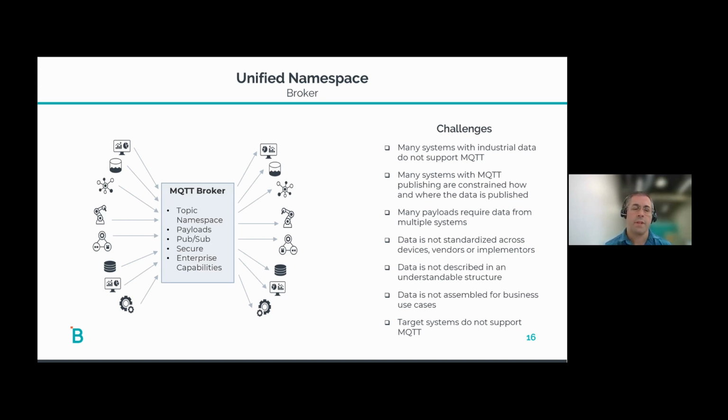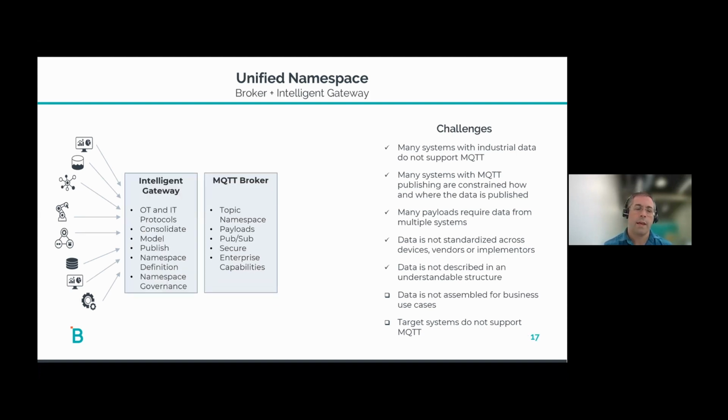We also need to describe this data. As we're moving the data from the OT domain into the IT domain and giving it to the business functions, we need to describe this data based on how those business functions think about it. The nomenclature that they're used to using, not what the PLC programmer thought was a good name for it. And finally, a lot of our target systems also don't support MQTT. So this MQTT broker is a great core to our unified namespace, but that's not the only component.